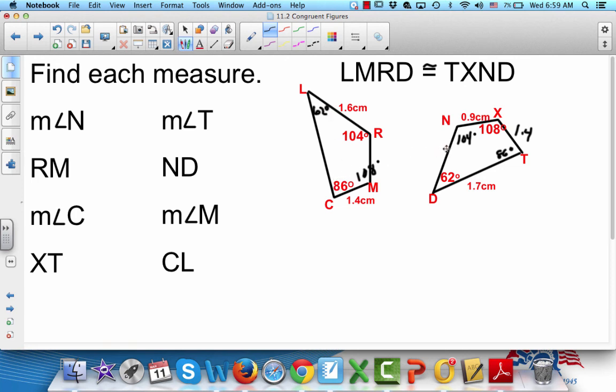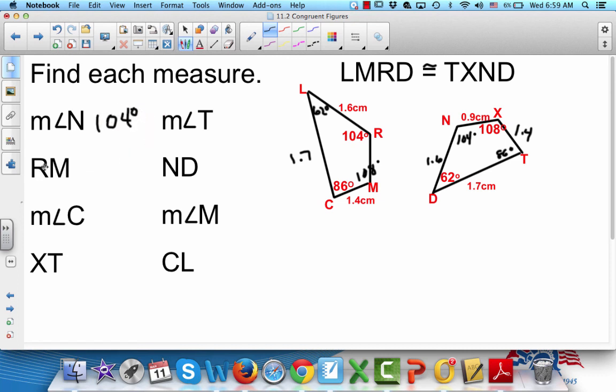Now, how do you figure out the sides? Opposite the 86 degrees is 1.6 centimeters. Okay? Do we have anything? All of the ones done over here are done. And then over here we need this LC. LC is opposite 108. Opposite 108 is 1.7. So now we can come over here and the measure of angle N, we look over here, that's 104.